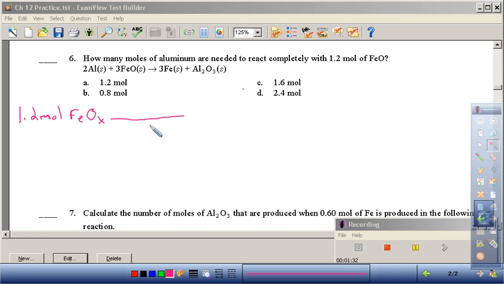Alright, so I need to write down this. I always transfer the thing on the top to the thing on the bottom. Now what can I change it to? Well, moles I can change to anything, but I'm looking for aluminum. So I start with FeO. I need to change from one chemical to another. So if I change one chemical to another, I do a mole-to-mole ratio.